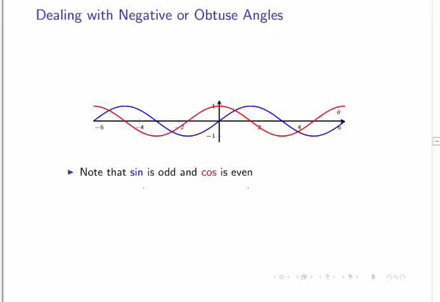And so here we see the plot of sine and cosine. Notice that the sine function in blue is odd. So sine of minus x is equal to minus sine of x. On the other hand, the cosine function is even, so we have that the cosine of minus x is equal to the cosine of x.